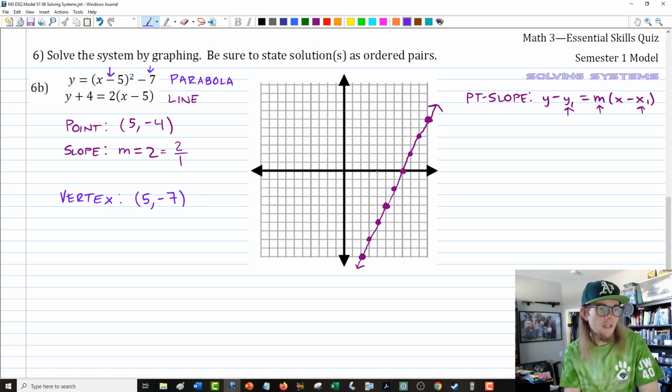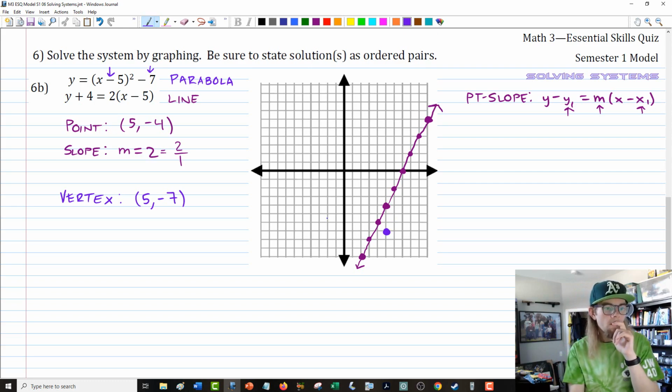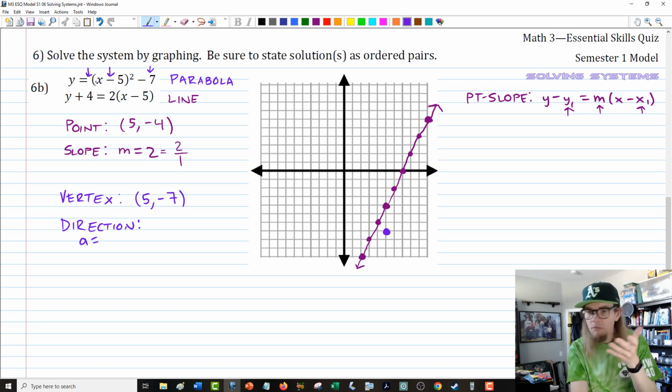I can go ahead and plot that down here. So 4, 5. There's 4, 5, 6, 7. So there is our vertex. There we go. And now a couple other things to note. First of all, our direction. So will it open upward or downward? That's going to depend on the a value. Our a value would be right here. There's nothing there, so it's going to be a positive 1.